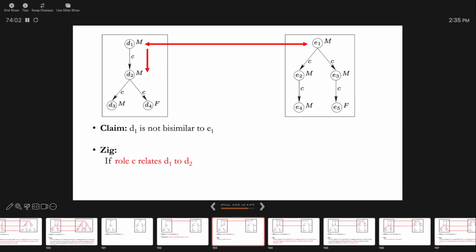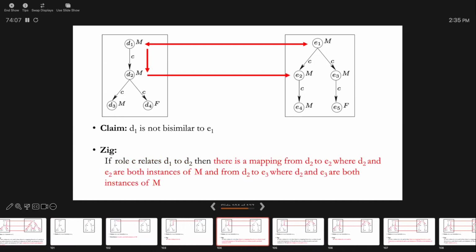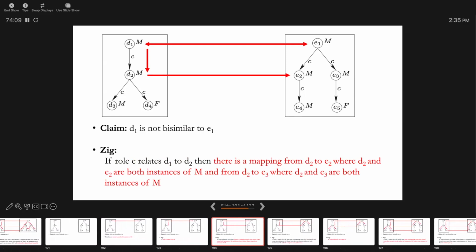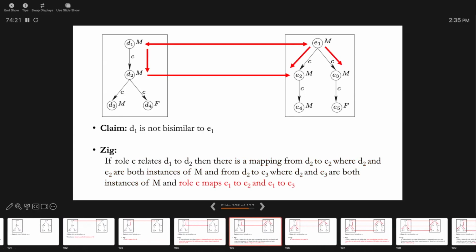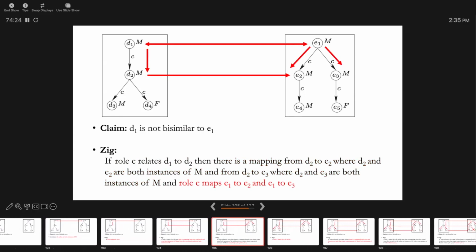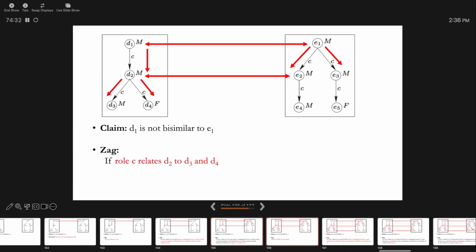Now there is a role C relating D1 to D2, and if that is the case, there should be a mapping over to E2, from D2 to E2, where D2 and E2 are both instances of M, which they are, and from D2 to E3, where D2 and E3 are both instances of M, which they are. Got to map the structure, both sides, right? And role C maps E1 to E2 and E1 to E3, right? So far, so good. That's what I said. They're bisimilar up to a point, up to this point.